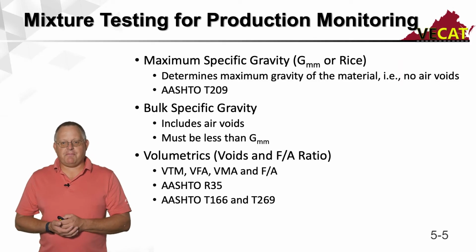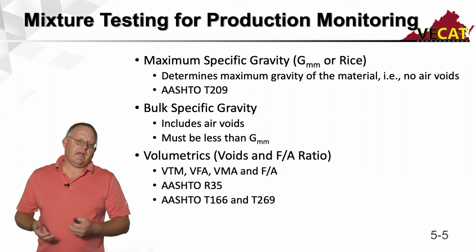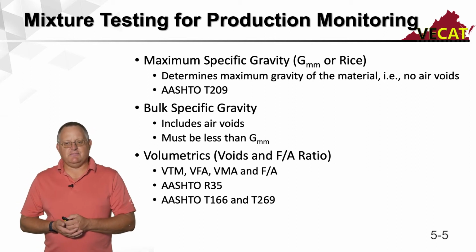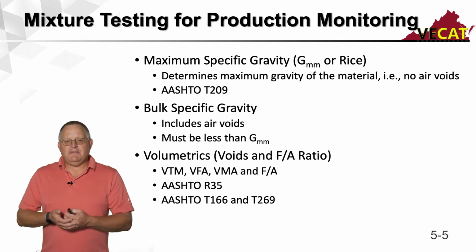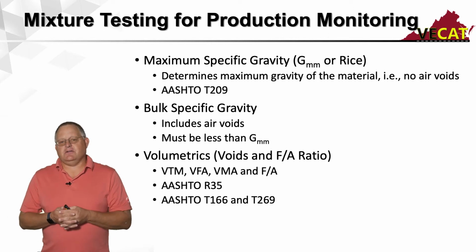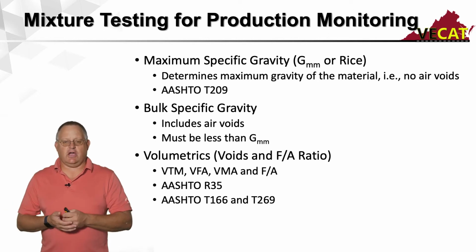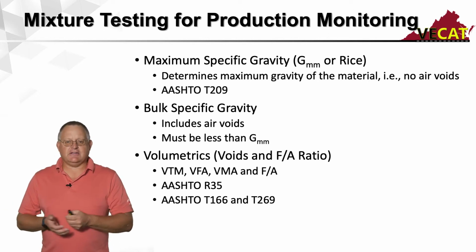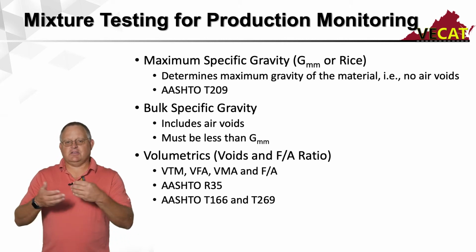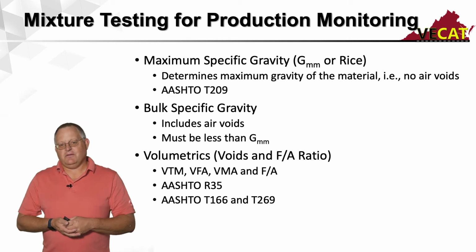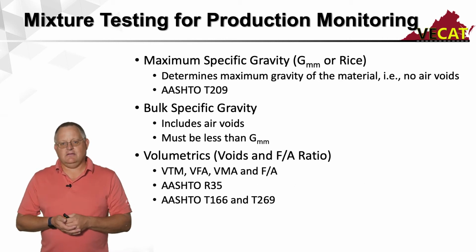There are some other properties that you need to know about. We talked about RICE, or the maximum specific gravity of the material. What that means is if you take an asphalt material and there's absolutely no air in it, none whatsoever, it's 100% asphalt aggregate combination, essentially what does it weigh? Now, when we determine the bulk specific gravity, we realize there's air in it because you can't get all the air out in the field during compaction.